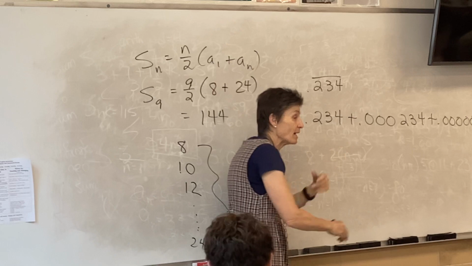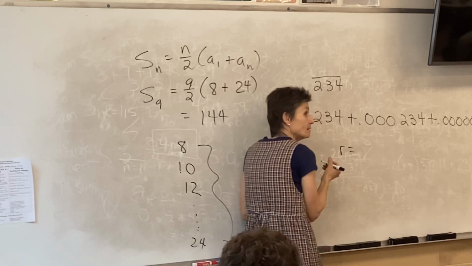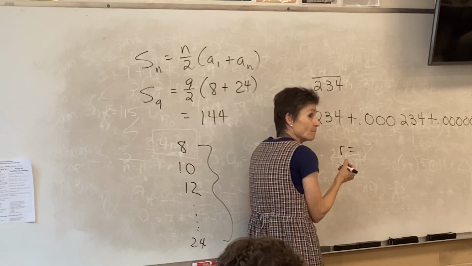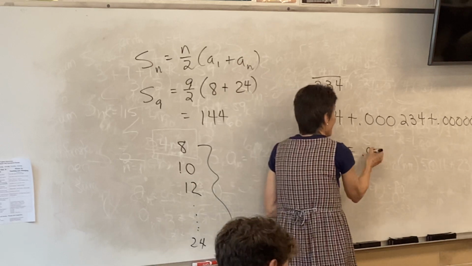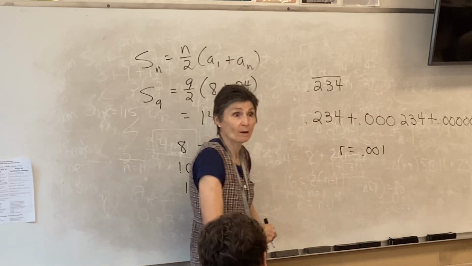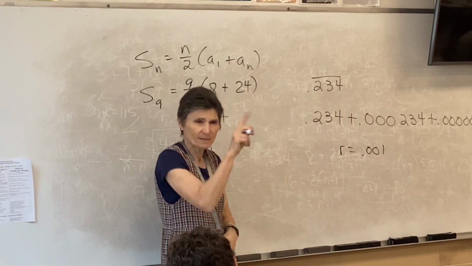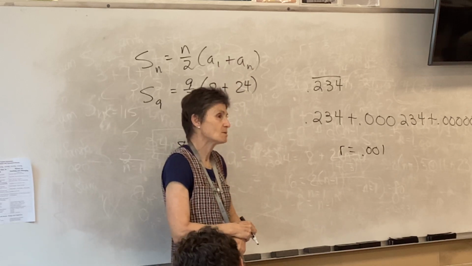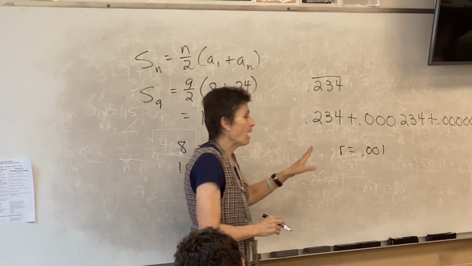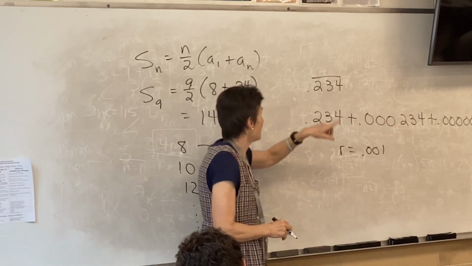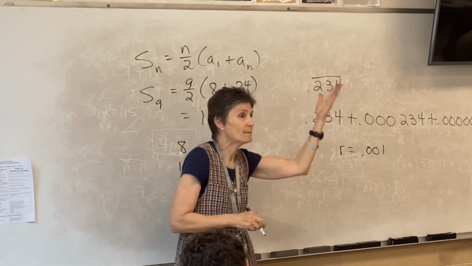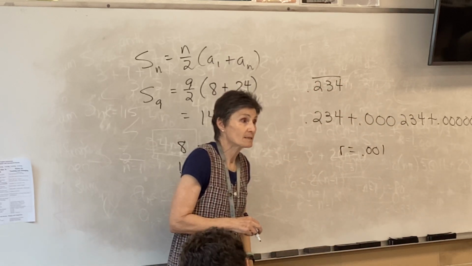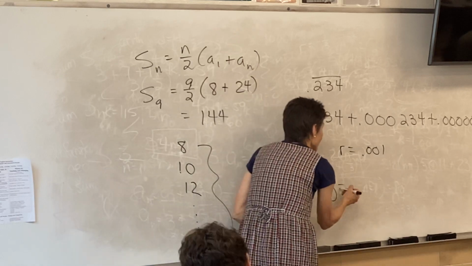What kind of a sequence is that? It's geometric, and what am I multiplying by? 10 to the negative third, or 1/1000th. Moving the decimal point 3 places, 1/1000. Now, how many terms would I be adding up? If there's a bar over that, what does that mean? It's infinite.